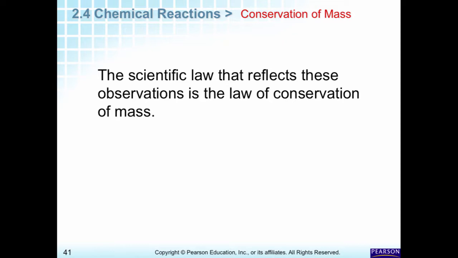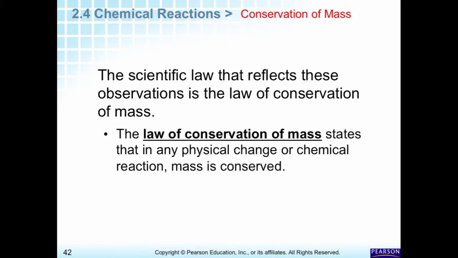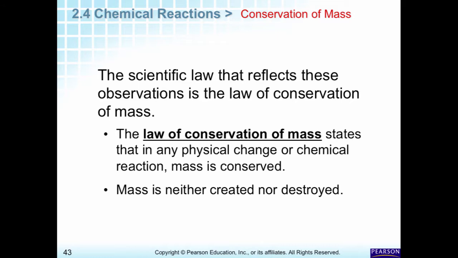So this is where the law of conservation of mass comes from. Take this down as a note. In any physical change or chemical reaction, mass is conserved. The mass of the products equals the mass of the reactants. The mass of the starting material equals the mass of the ending material. Mass is neither created nor destroyed. There's a finite amount of mass in the universe.